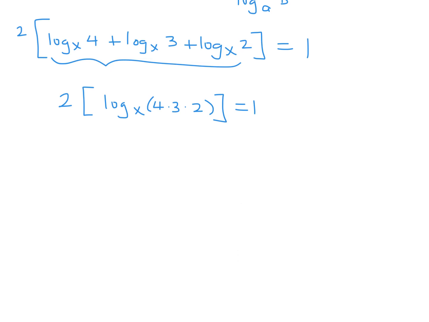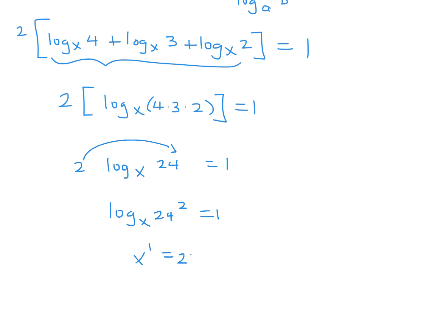4 times 3 times 2, of course, is 24. So we have log of 24 to the base x, and we got that 2 out front. And let's see, what can I do here? Now we use another log rule where you can put this 2 in as an exponent. That's perfectly allowable. And therefore now we have x to the power of 1 is equal to 24 squared. And that's it. 24 squared is 576.